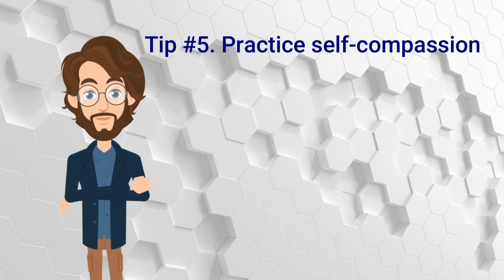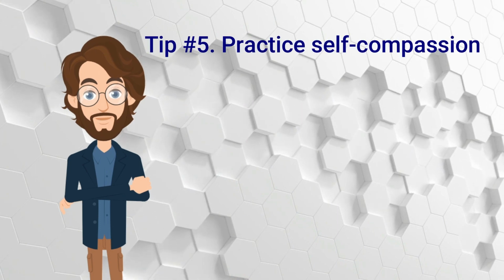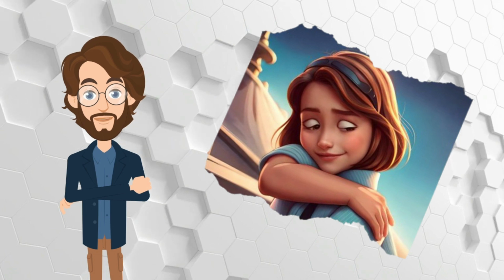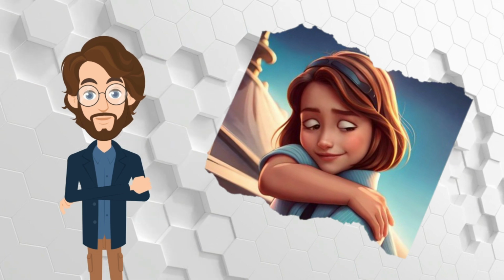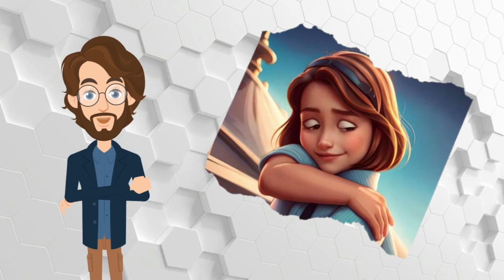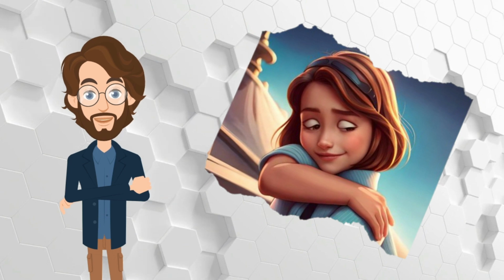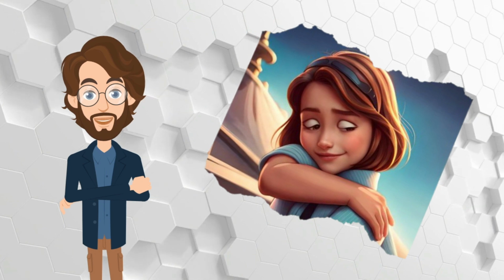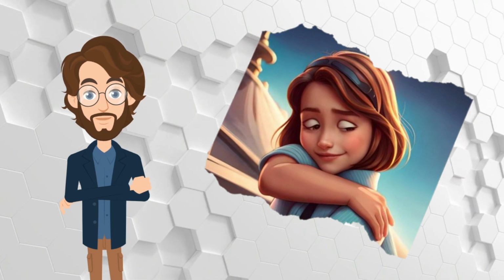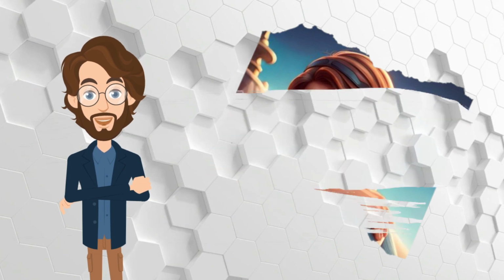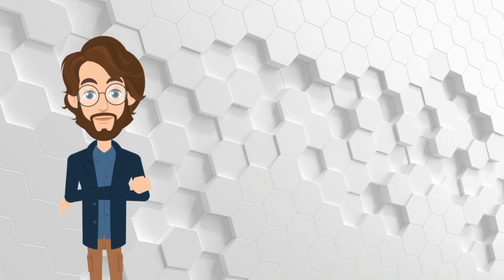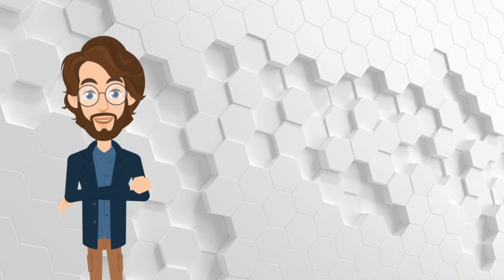Tip number 5. Practice self-compassion. Self-compassion is about treating yourself with the same kindness and understanding that you would offer to a friend. When we compare ourselves to others, it's easy to be hard on ourselves and engage in negative self-talk. Instead, practice self-compassion by speaking to yourself kindly and offering yourself grace and forgiveness. Remember that everyone has their own journey and struggles, and it's okay to make mistakes and experience setbacks.